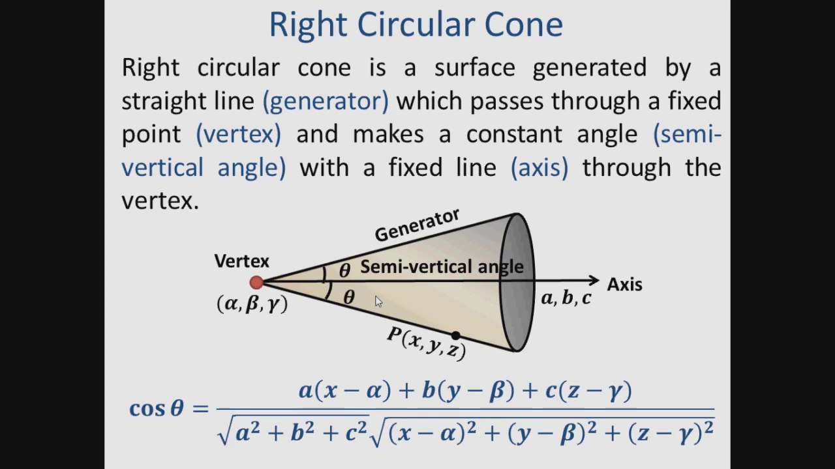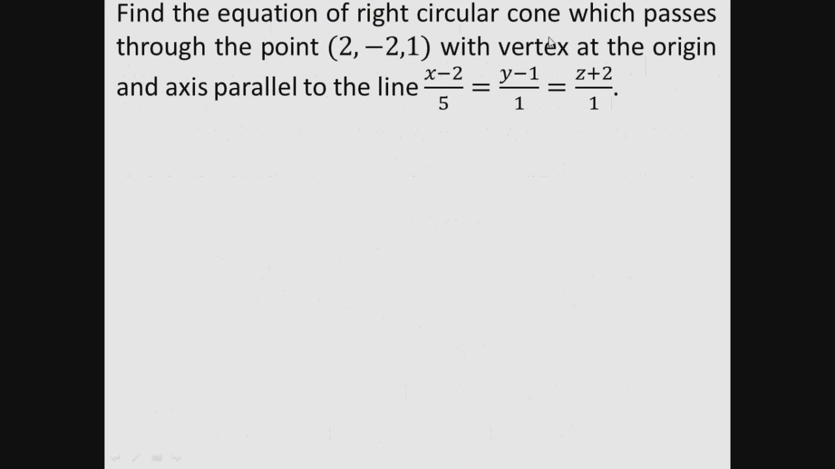Now this cos theta will remain the same throughout, whichever point you take on the surface of the cone. Anywhere you take that point, the angle of that generator with the axis will be the same. So we use the same formula for all the problems on this right circular cone. We'll take some problems on it.